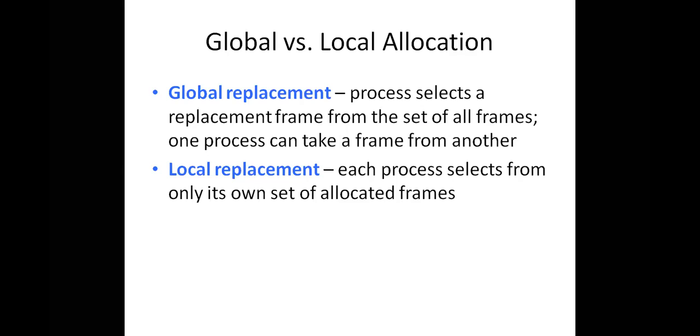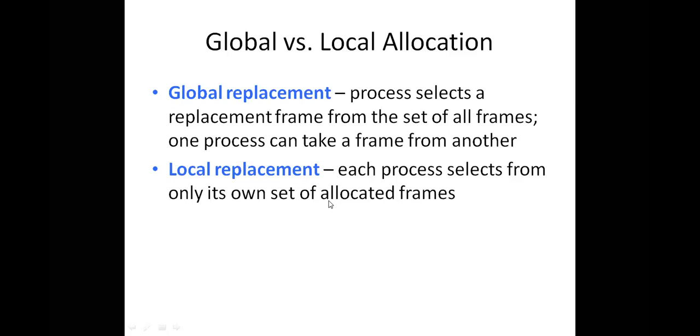That is called as global. There is a security issue with the global, and the control is also very difficult. Why? Because there will be no control over which process is using which frames if we allow global allocation. And the next one is local replacement.